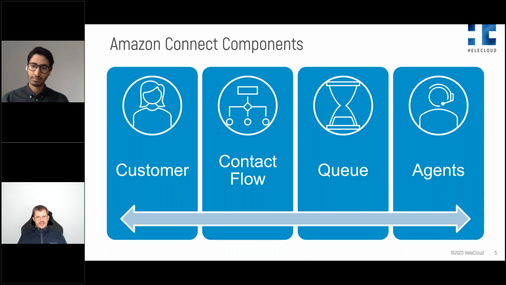The queues are then used for skills-based routing and a whole bunch of other things to make sure that a conversation ends up with the correct agent that can handle it. And on the agent side, you'll see there's a small user interface for agents to log into Connect, set their availability, and receive phone calls.